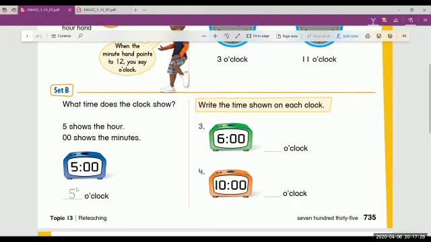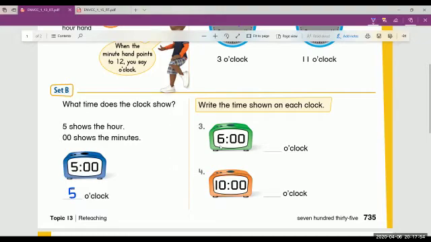Okay, so here 5 o'clock. When you see 2 zeros, we write o'clock, so the minute hand is pointing to 12. So here 5 o'clock. Okay, write the time shown on each clock.